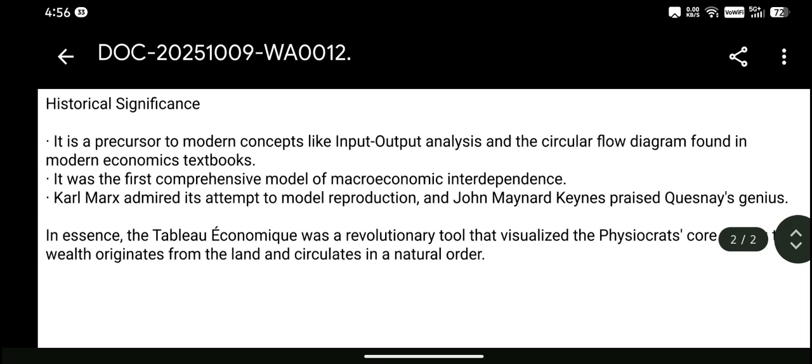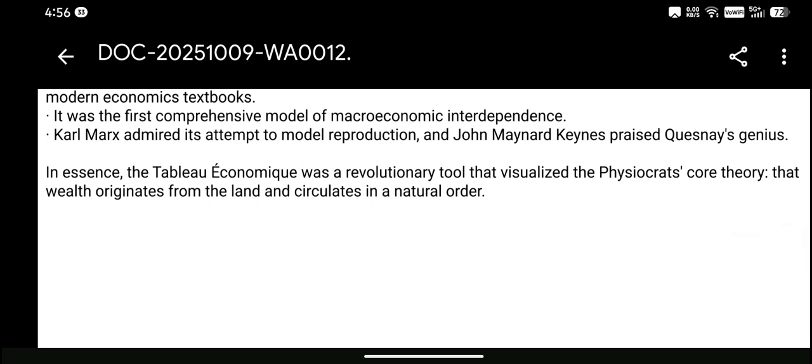Historical significance: it is a precursor to modern concepts like input-output analysis and the circular flow diagram found in modern economics textbooks. It was the first comprehensive model of macroeconomic interdependence. Karl Marx admired its attempt to model reproduction, and John Maynard Keynes praised Quesnay's genius.